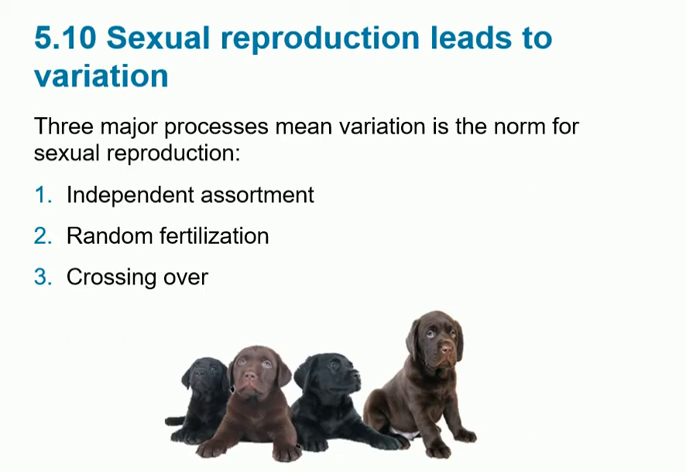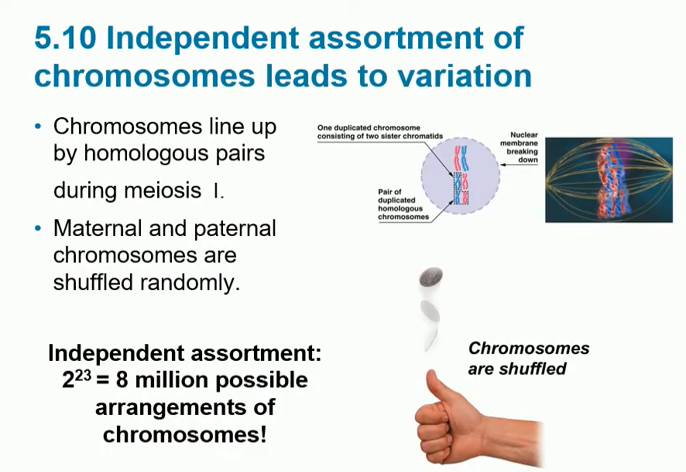Okay? And this will explain why billions of people look different. No matter how much you think they are very similar, there are differences, right? How did you get all these differences? Millions and billions. How did you get it? 3 things: independent assortment, random fertilization, and crossover. So the first one is independent assortment. How does that lead to variation, and what does it mean?